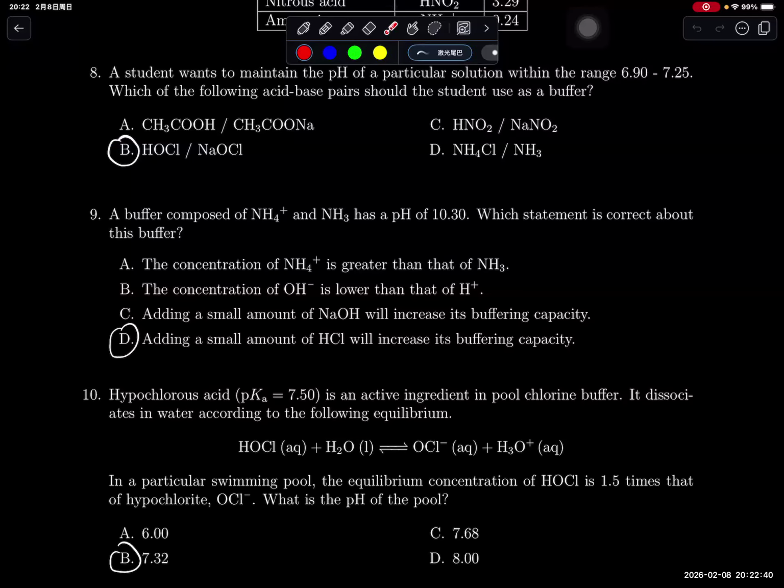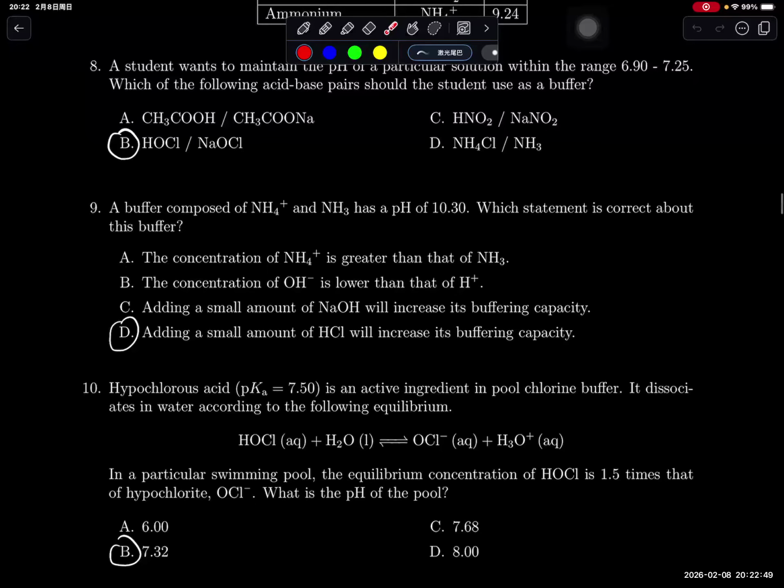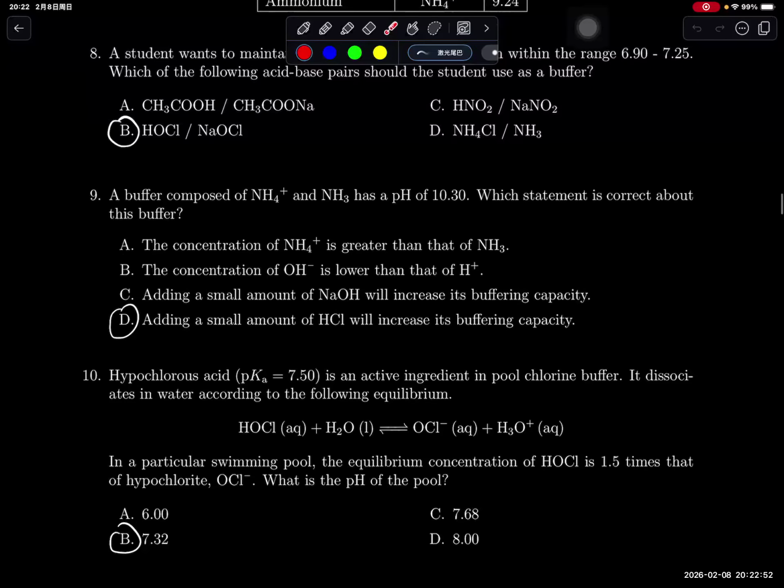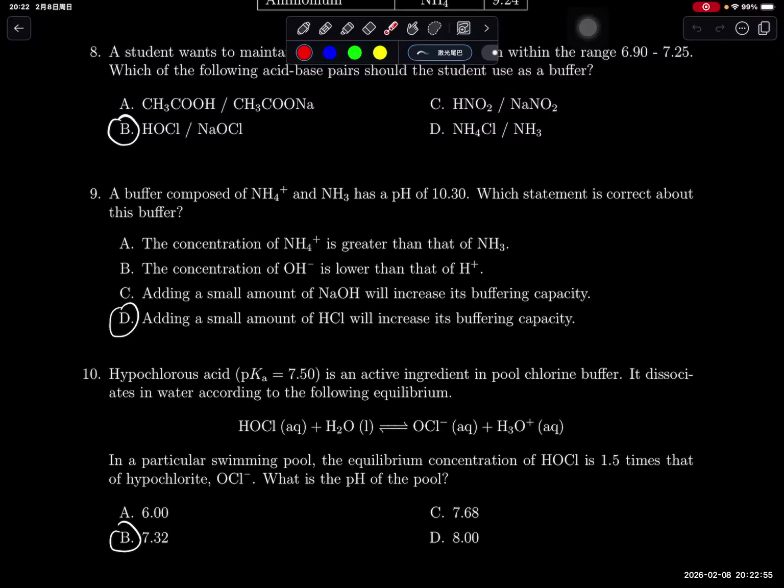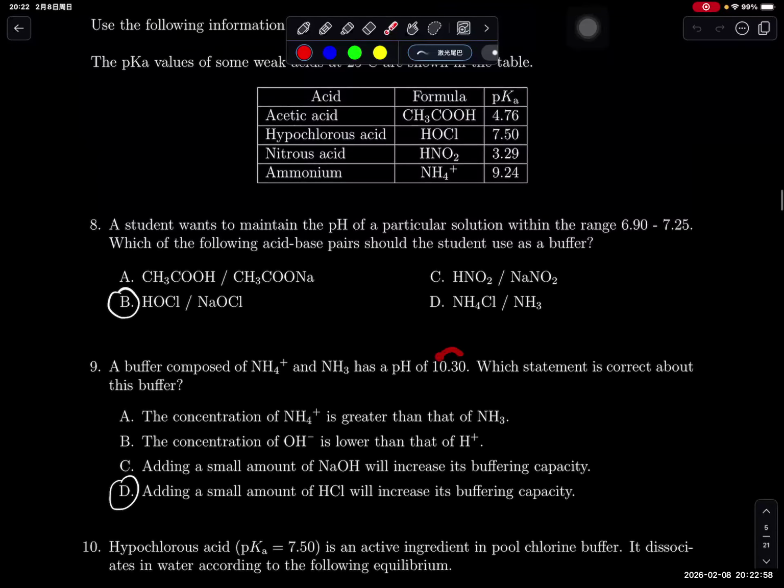Question 9. A buffer composed of ammonium and ammonia has a pH of 10.3. Which of the statements is correct about this buffer? Adding a small amount of HCl will increase its buffering capacity. Okay. So in terms of this question, we are at a pH of 10.3, so that's near the pKa value of ammonia, but it's slightly higher, okay? Which means that now there's more base than acid. So we're not really at optimal level, because now the base is slightly more than the acid. Not that much, but it's more.